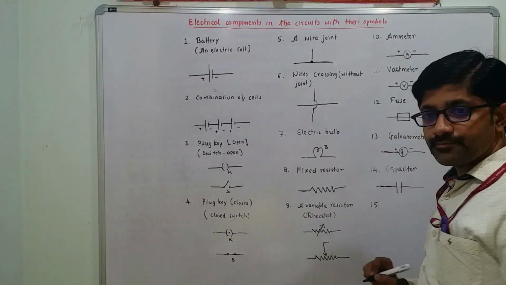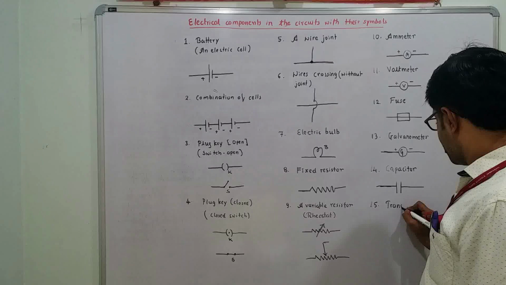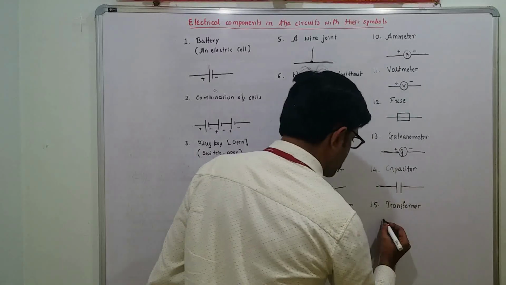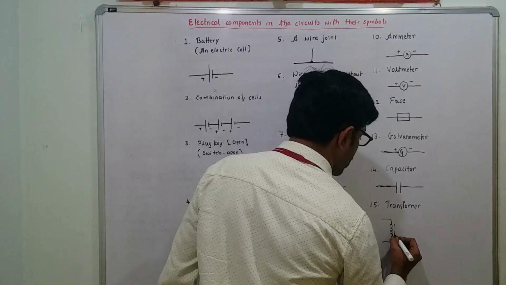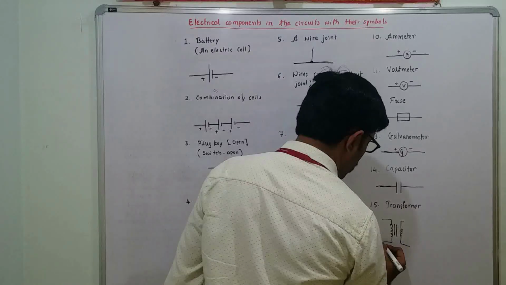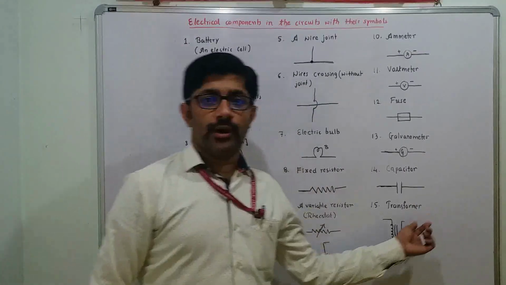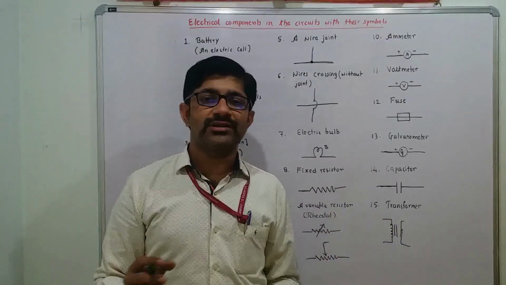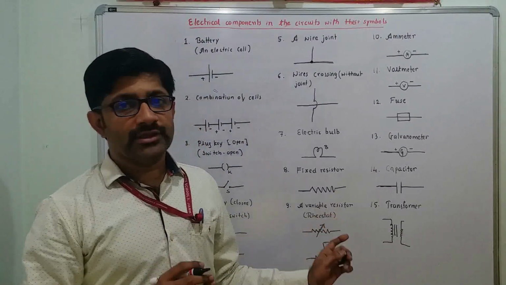15th one, transformer. Transformer is the device which is used to change the voltage from higher to lower or lower to higher, that is, step up or step down the voltage. That is the device called transformer. So these are a few of the symbols. Keep in mind there are a vast number of components and their symbols in electrical circuits. So please take care of these things.